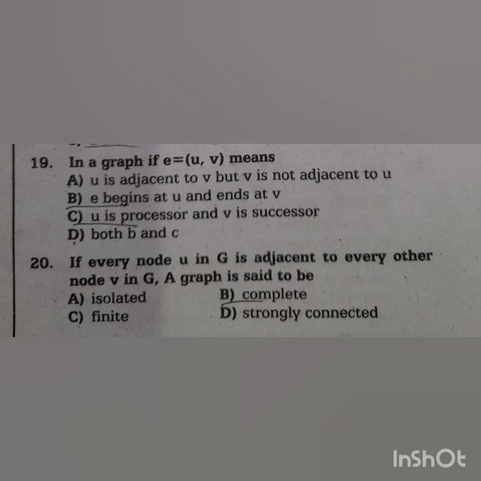If E is equal to (U, V), it means E begins at U and ends at V. U is predecessor and V is successor. If every node U in G is adjacent to every other node V in G, then the graph is called complete.